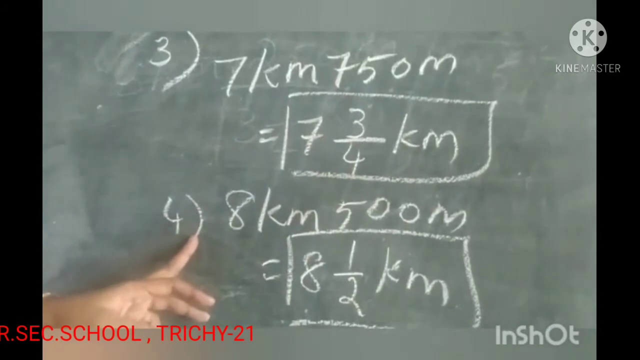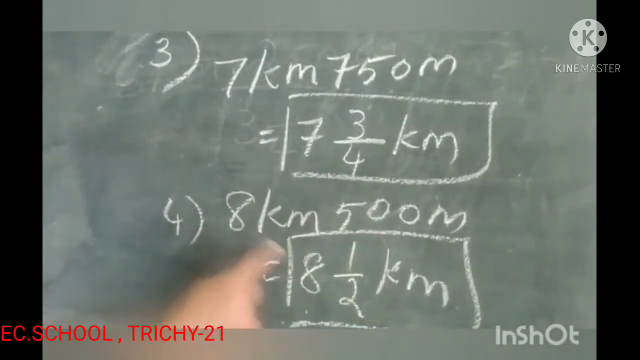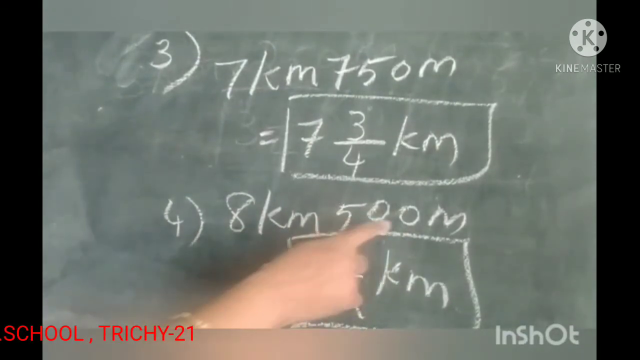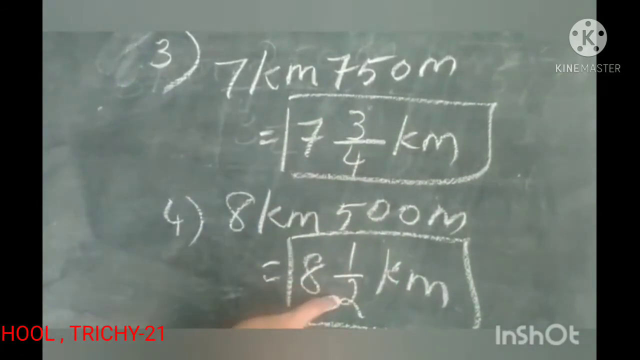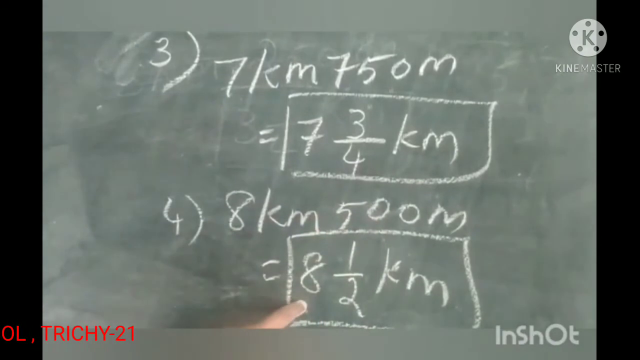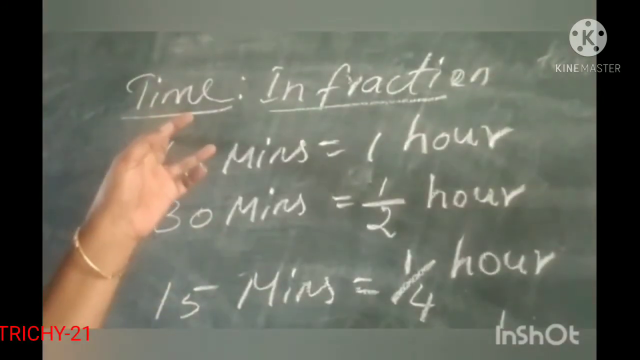Now see the fourth one. That is given 8 kilometer, then 500. So put that 8 as it is, the whole number. Then 500, instead of 500, that is half of the 1000. So I put that half. 8 kilometer and 500 meter means that is 8 1 by 2. That is 8 and half kilometer. Is it clear? Now let us see the next heading, time.